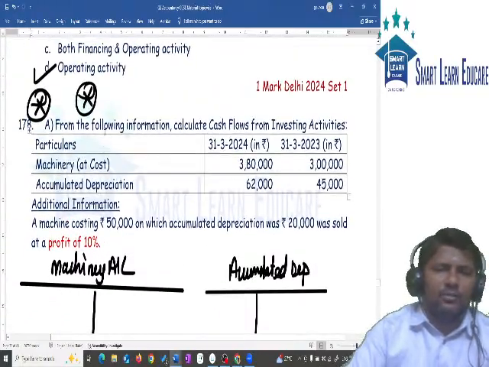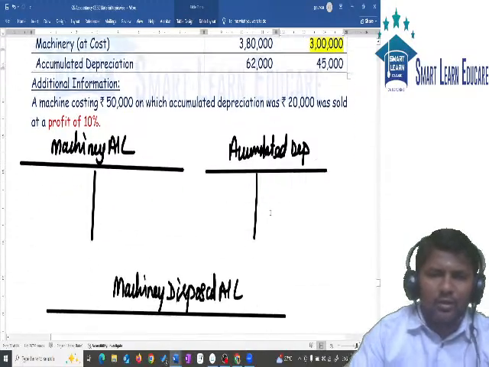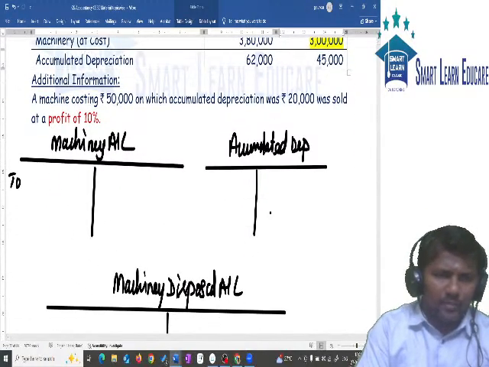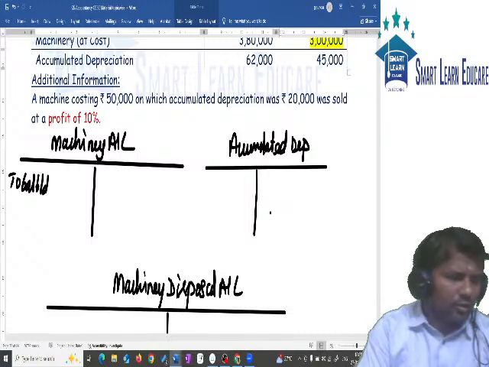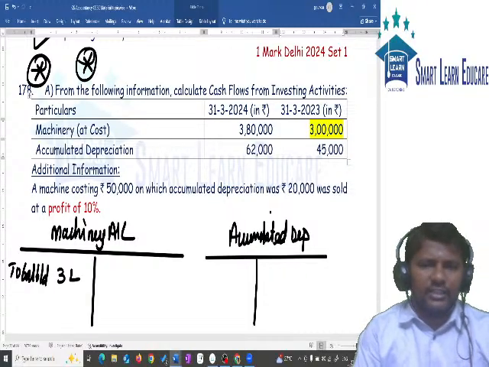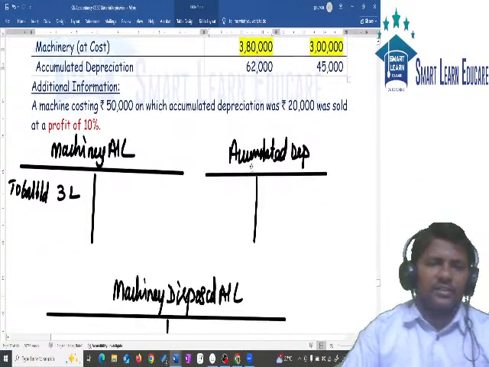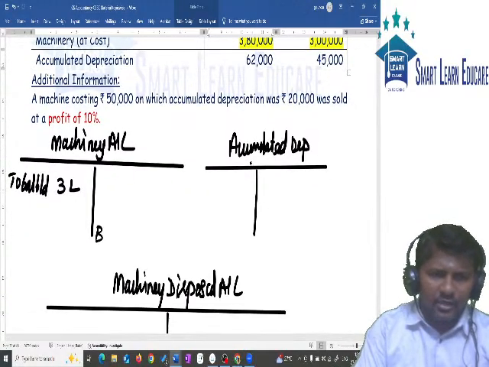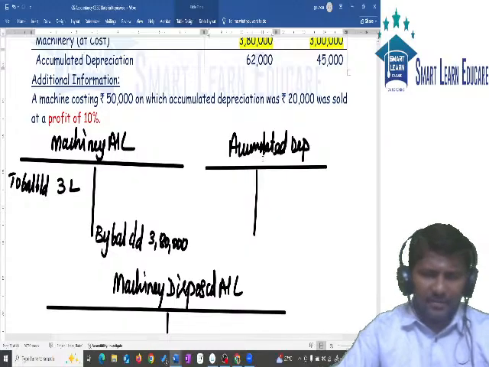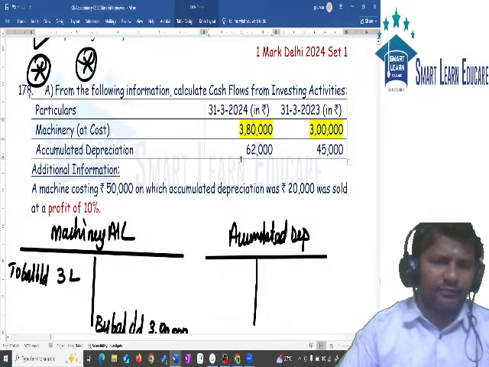Now first one, machinery at cost. Opening balance of machinery is 3 lakh. Machinery is an asset, so to balance brought down, it is 3 lakh. Next, the closing balance of the asset will come on the opposite side, by balance carried down, which is 3 lakh and 80,000. Opening balance of the asset on the debit side is 3 lakh. Closing balance of the asset is 3 lakh and 80,000.